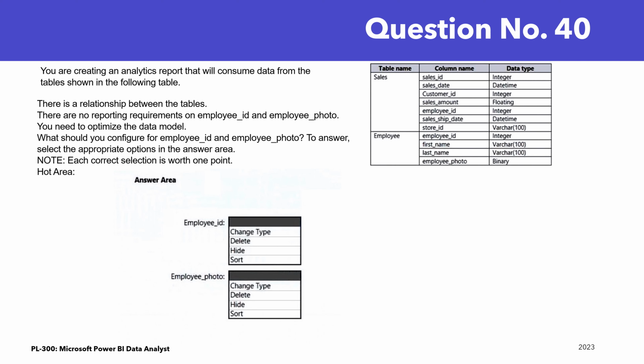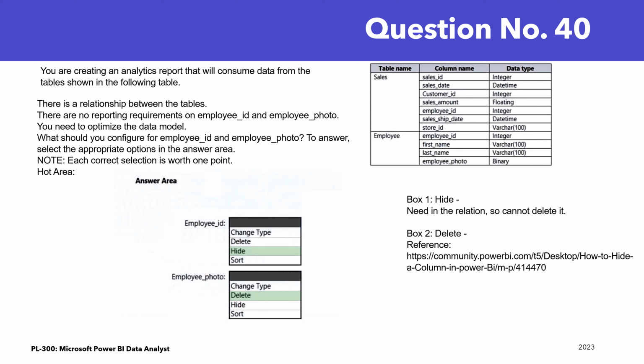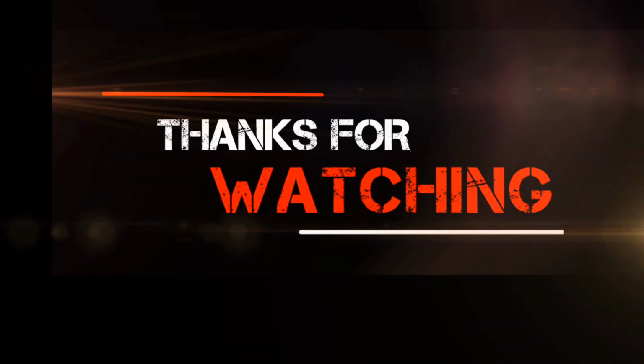You are creating an analytics report that will consume data from the tables shown in the following table. There is a relationship between the tables. There are no reporting requirements on employee_id and employee_photo. You need to optimize the data model. What should you configure for employee_id and employee_photo? To answer, select the appropriate options in the answer area. Employee_id: hide. Employee_photo: delete.